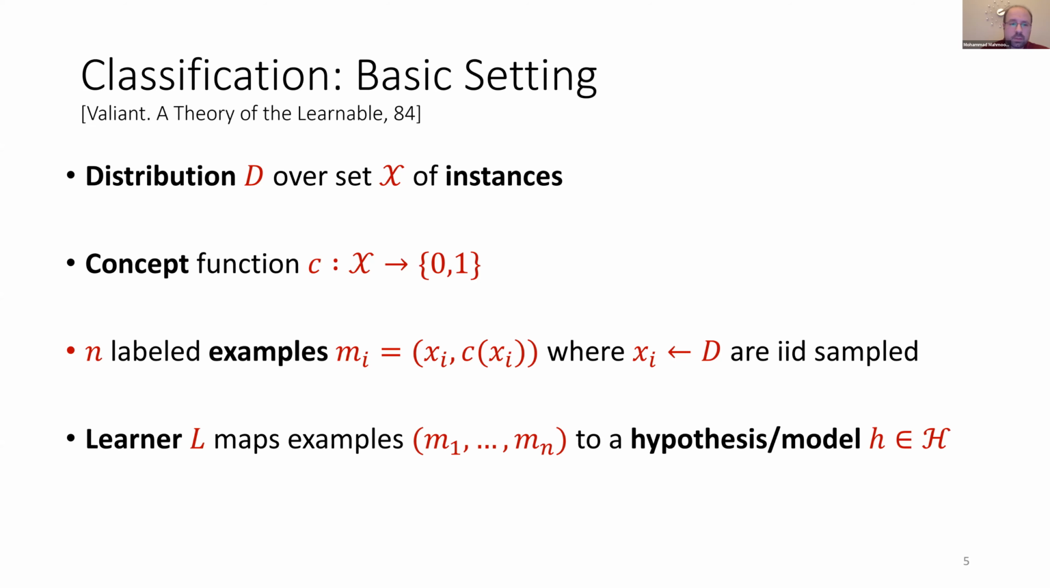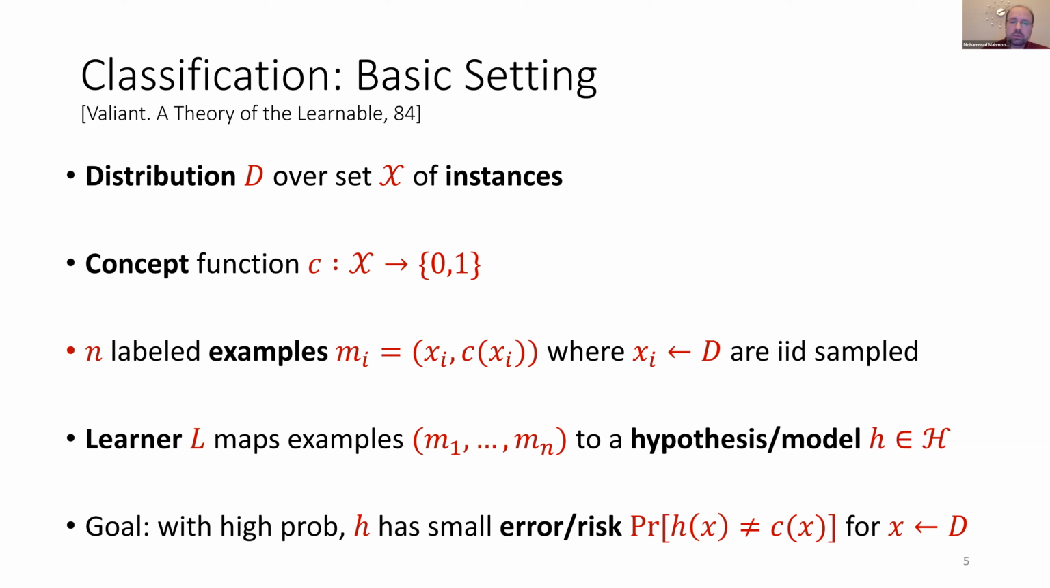The learner, we call it L or just learner, is supposed to take these examples and map them to a supposedly good hypothesis or model, different terms for the same thing, which we will denote by little h, which is a member of the set of all possible hypotheses, denoted by calligraphic H, which sometimes is the same set of concept functions, sometimes it's not. Might be the concept function is something more complicated that we want to learn with something simpler, or vice versa.